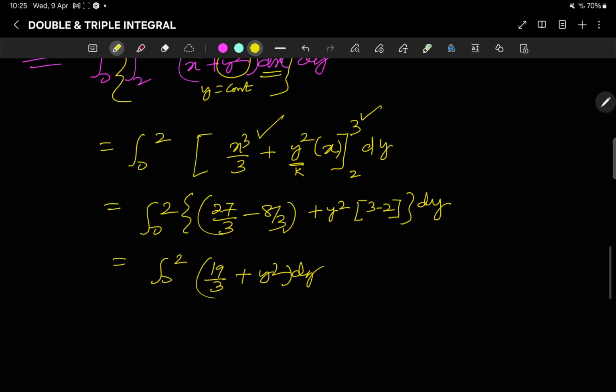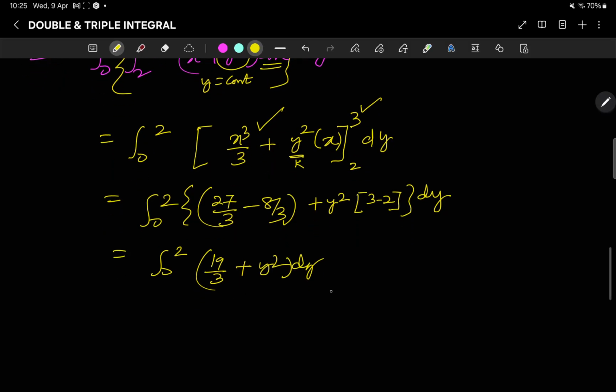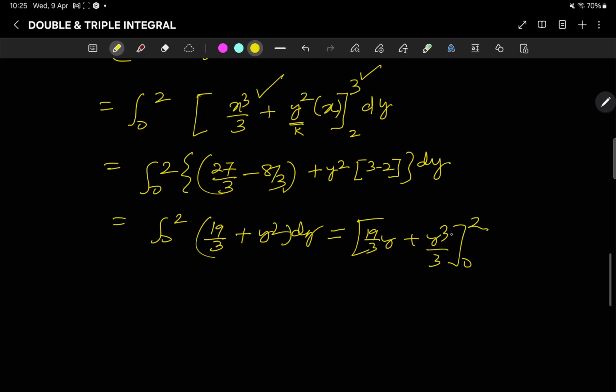Now you just evaluate with respect to y. This will give you 19 by 3 y plus y cube by 3 from the limit 0 to 2. If you evaluate it, it is 19 by 3 into 2 plus 8 by 3, which is 46 by 3. So this is your answer.